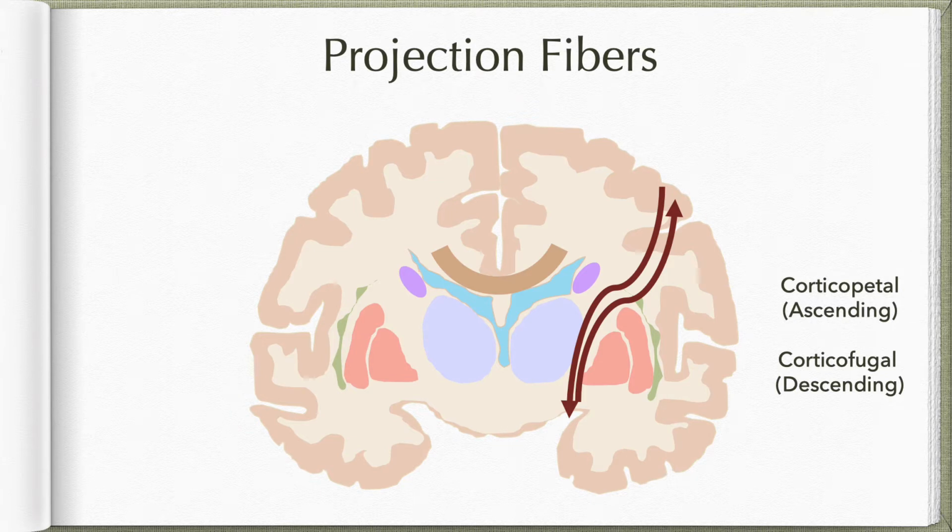The major collection of the projection fibers is what forms the internal capsule. The other collections of projection fibers include medial forebrain bundle and fornix.